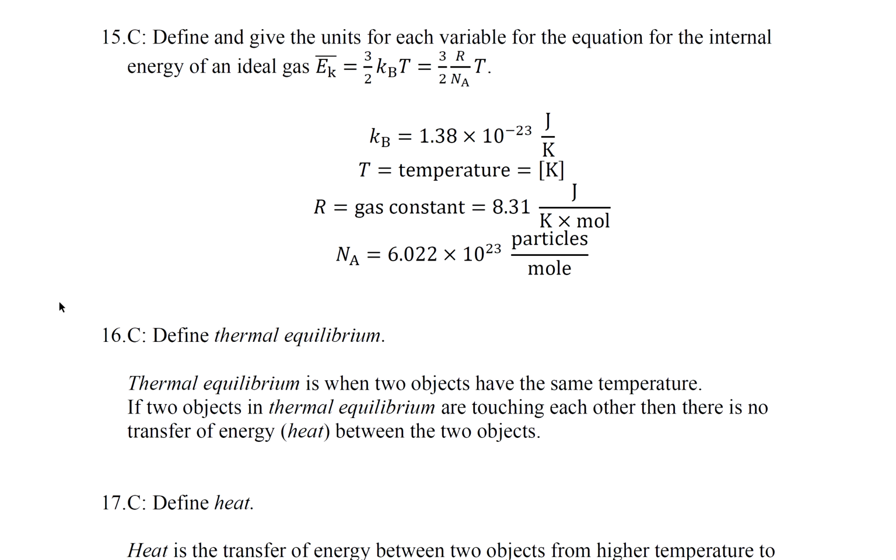Question 15. Define and give the units for each variable for the equation for the internal energy of an ideal gas. We'll learn more about an ideal gas later, hopefully. k sub B is a constant. T is temperature in Kelvin. R is the gas constant. And N sub A is Avogadro's number.